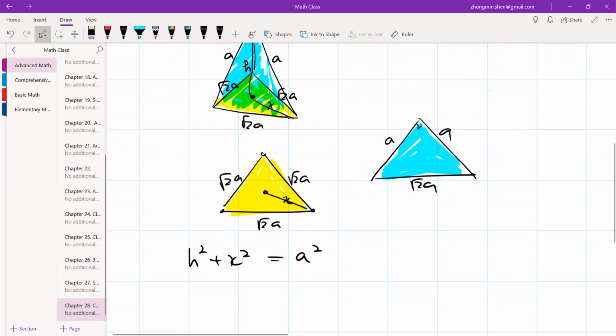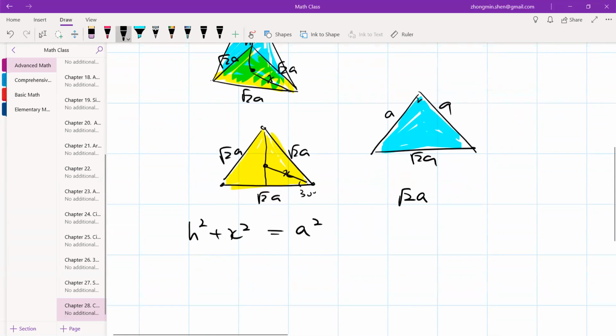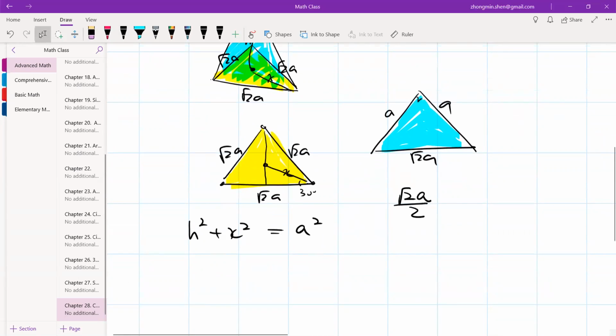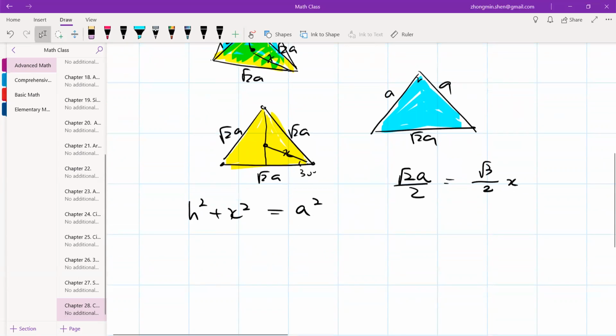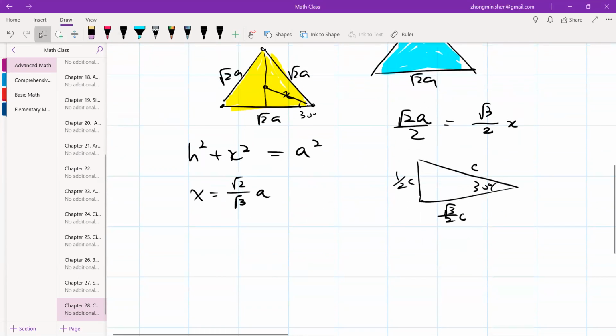So how do you figure out x? It's an equilateral triangle, so you draw the line, and this is a 30 degree angle, the special one. Square root 2 a divided by 2 is square root 3 over 2 x. Why? Because this is a special right triangle, 30 degrees. If this is c, the side is square root 3 over 2 c, and that'll be half of c. So square root 3 x equals half of square root 2 a. From there you can solve for x: x is square root 2 over square root 3 a. Then you put it into the above equation and you can get h.